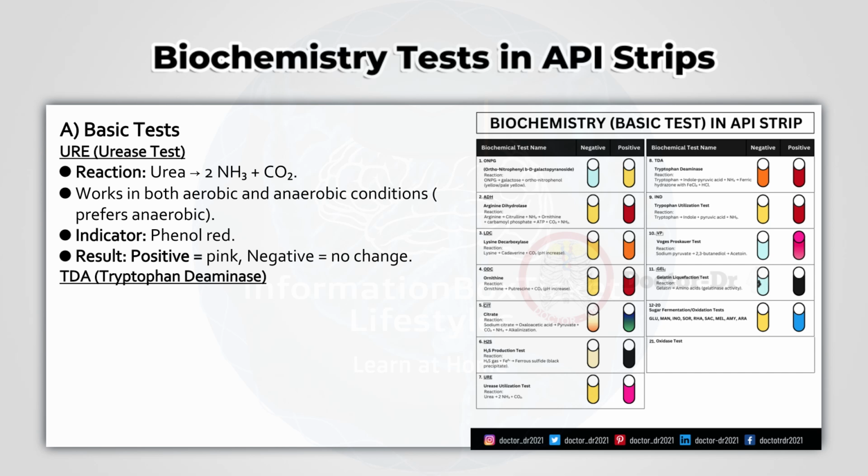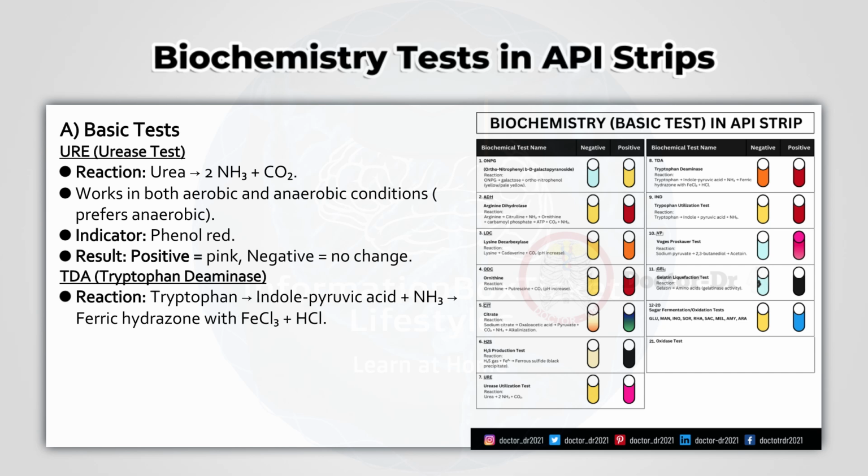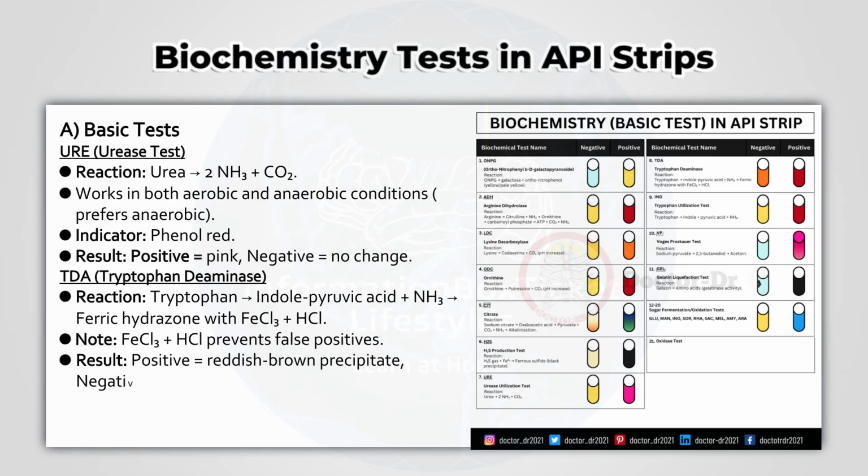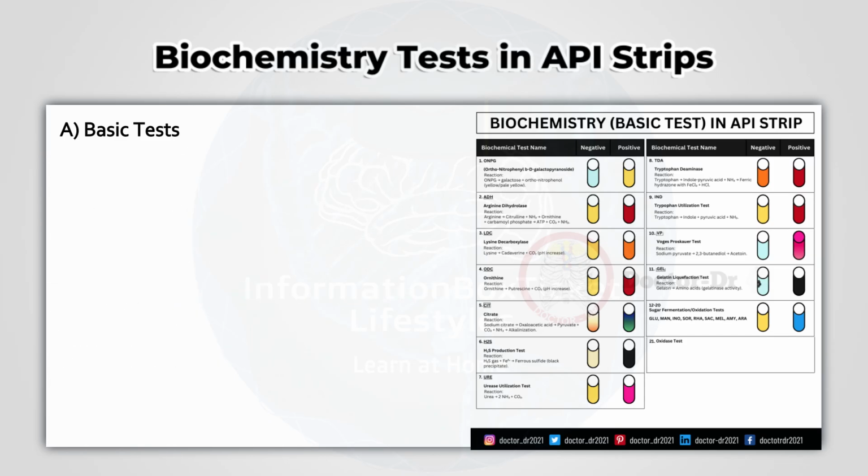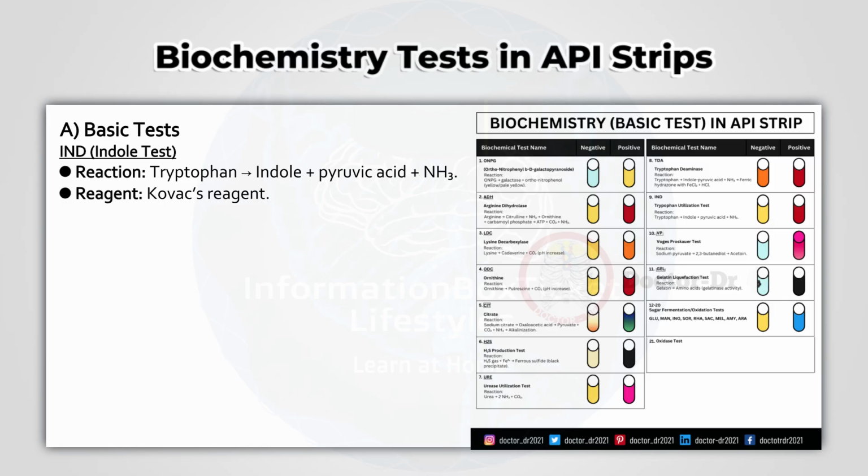TDA, tryptophan deaminase. Reaction: tryptophan to indole pyruvic acid plus NH3, forming ferric hydrazone with FeCl3 plus HCl. Note: FeCl3 plus HCl prevents false positives. Result: positive equals reddish-brown precipitate, negative equals no color. IND, indole test. Reaction: tryptophan to indole plus pyruvic acid plus NH3. Reagent: Kovacs reagent. Result: positive equals red/pink ring, negative equals no color.